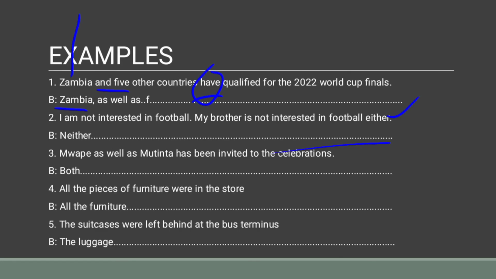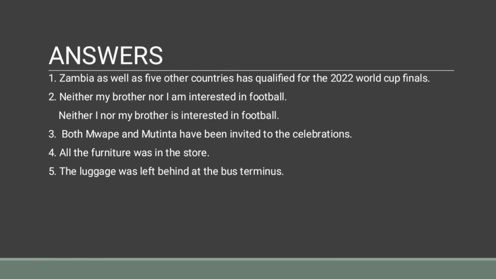Question number 3. Mwape as well as Mutinta has been invited to the celebrations. Look at this one. The subject here was what? Mwape. That's why here we had a singular verb, has been invited to the celebrations. Mutinta here was just an interruptive phrase. What if we use both? Both is a compound what? Subject. So both Mwape and Mutinta have been invited to the celebrations. Have been. Because of the word what? And. Because of the word and.